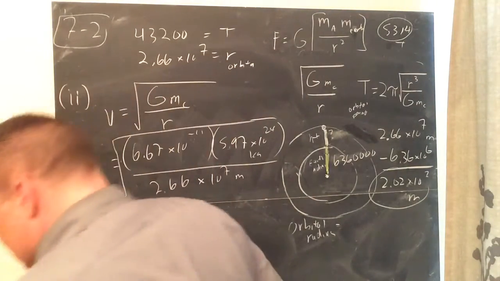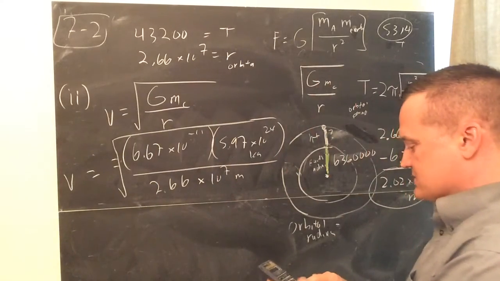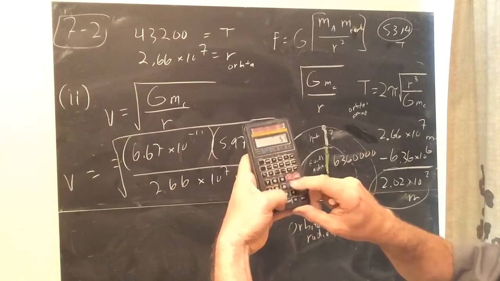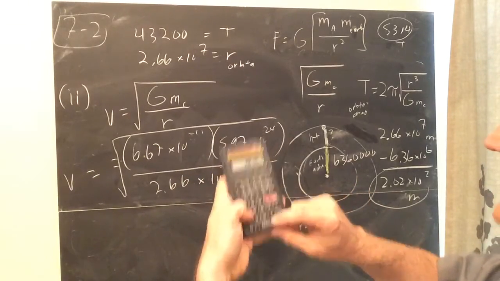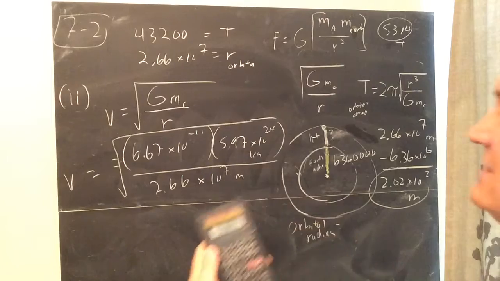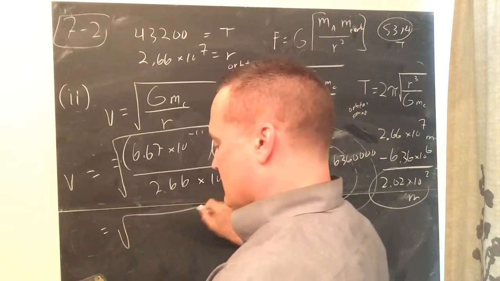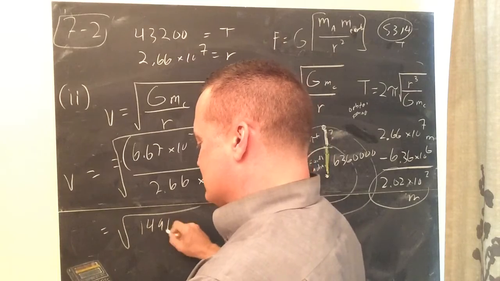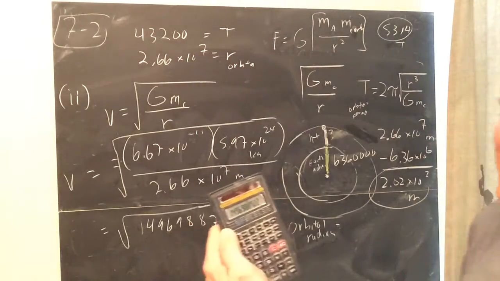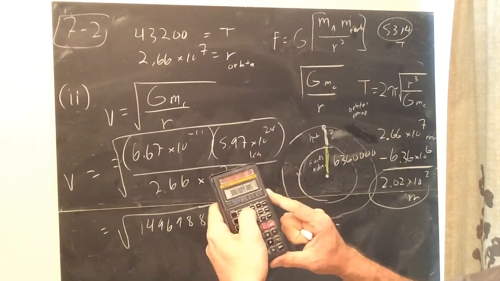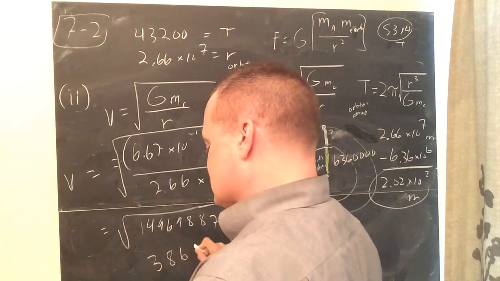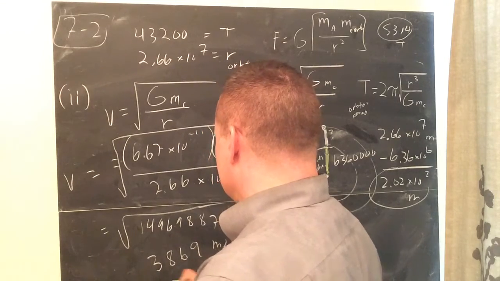And the velocity will be the square root of all of that. So 6.67 10 to the negative 11 times 5.97 10 to the 24th. I get that, okay? Now divide by 2.66 10 to the 7th. I get this. Then I have to take the square root of that. I just leave it in my calculator and push the square root button, and it looks like it's 3,869 meters per second.